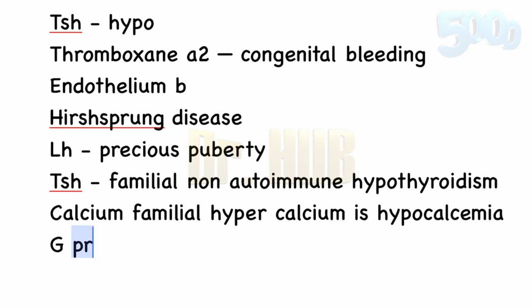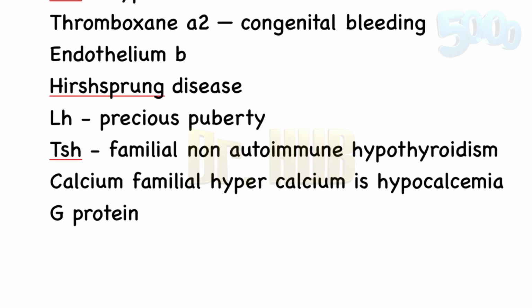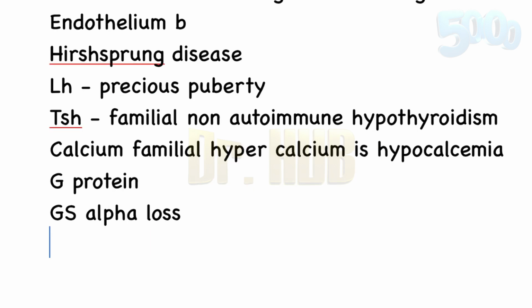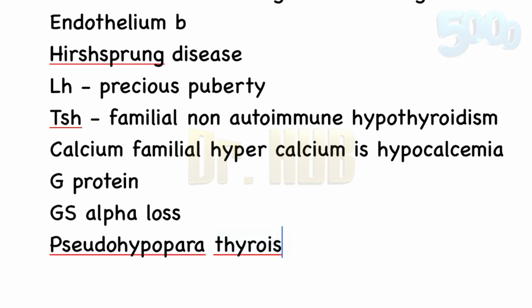Now let's look at the G protein. For the G protein, there is GS alpha. For GS alpha, there is a loss, and the disease associated is pseudohypoparathyroidism, which is nothing but type 1A.